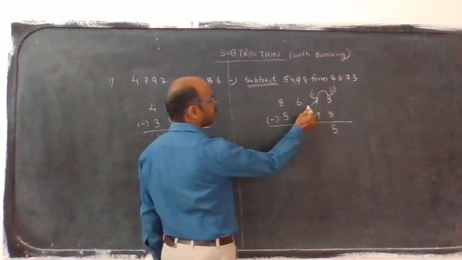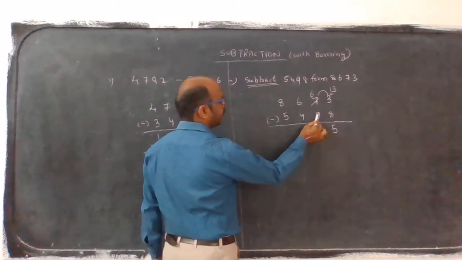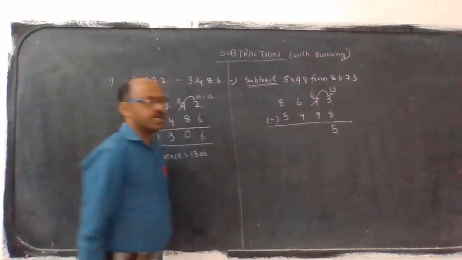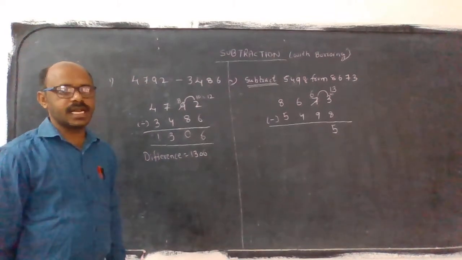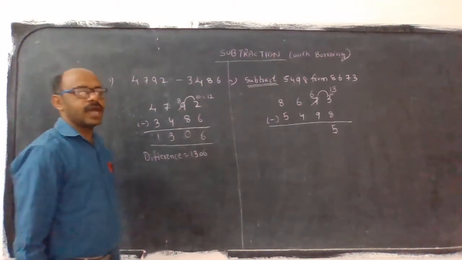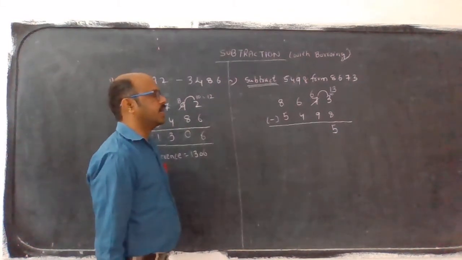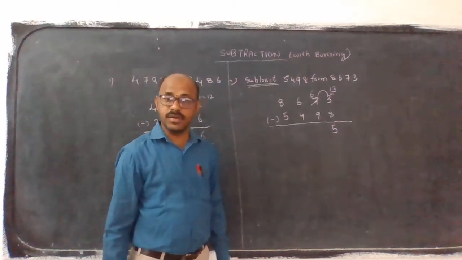See children, now here it is 6. Compared to 9, 6 is a smaller number. So what do we have to do? We have to take a borrow from the before number. Then the before number is also a 6.